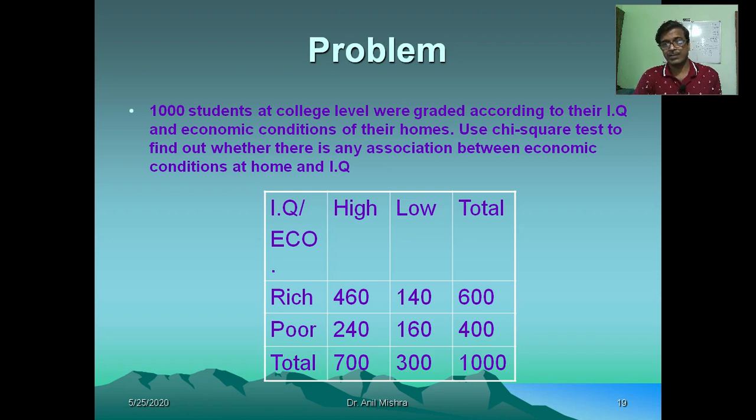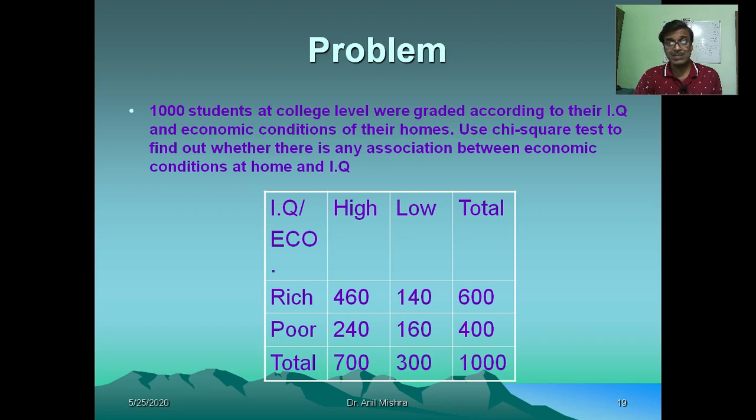And what is the degrees of freedom? As you know, how many observations are there? Four observations: rich high, rich low, that is 2, and poor high and poor low, that is 4. These four are the A, B, C, D. Normally the degrees of freedom is the number of observations, that is the observed frequencies, less 1.